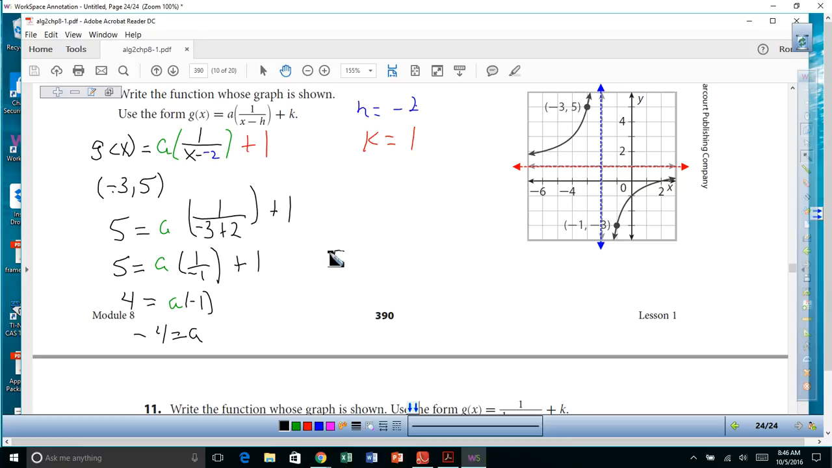So our equation, so g of x will be negative 4 times 1 over x plus 2. Running out of room there. Let me do it a little bit better, a little straighter. So g of x equals negative 4 times 1 over x plus 2 plus 1.